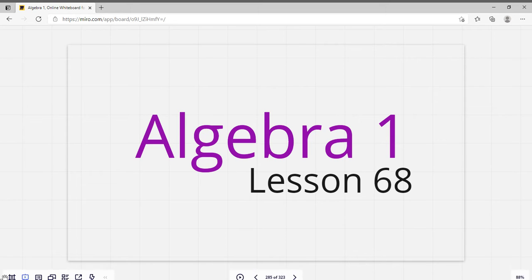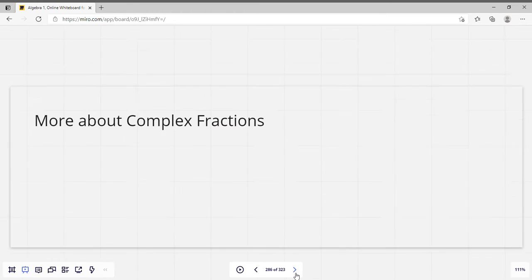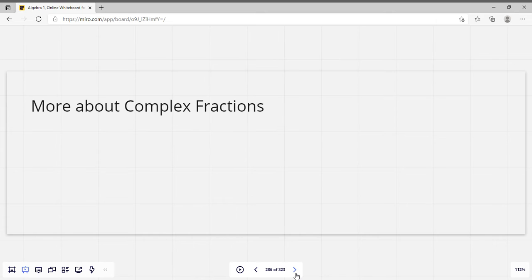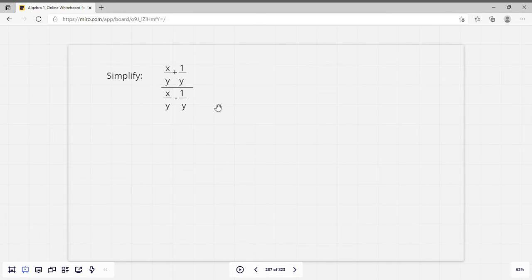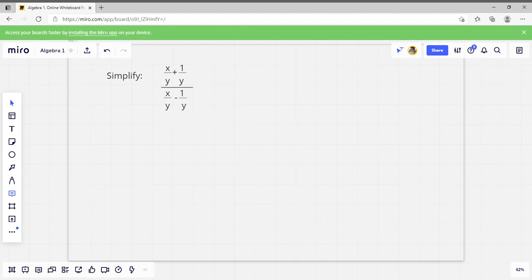This is Algebra 1, Lesson 68, and this lesson covers more about complex fractions. Okay, so here we have a complex fraction. That just means we have fractions on top of fractions. So what we have to do first is put these two together.